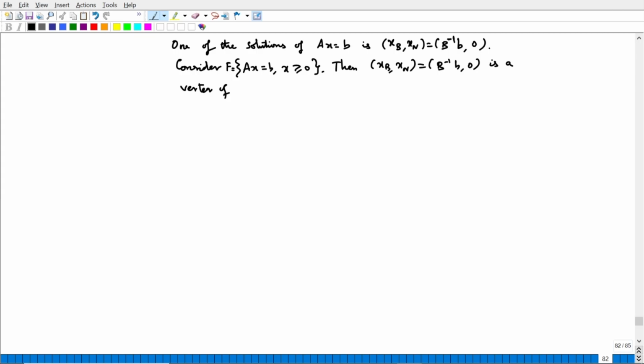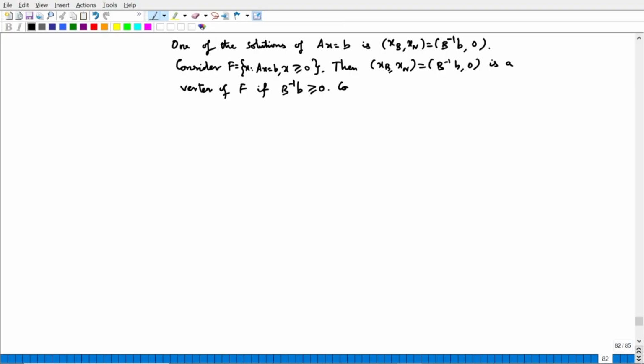Let us say the feasible set is characterized by F equal to x such that Ax equal to b, x greater than or equal to 0. Then this B inverse b is a vertex of F if B inverse b is greater than or equal to 0. Of course, that is not a given, B inverse b can have some components less than 0, but if it turns out that B inverse b is greater than or equal to 0, then this is certainly a vertex of F.